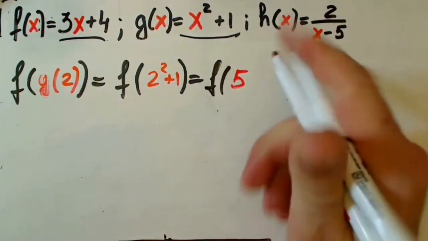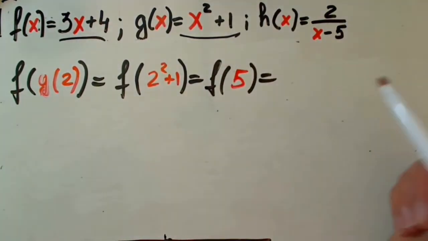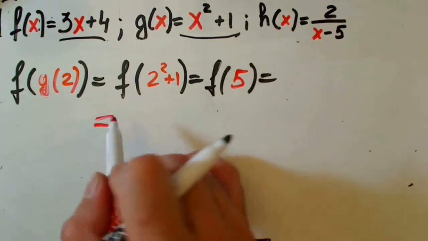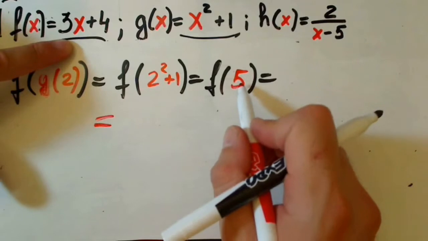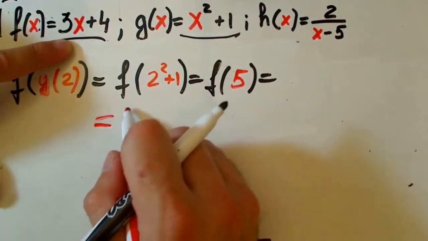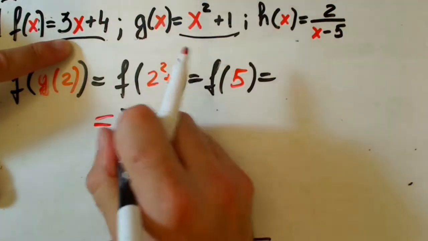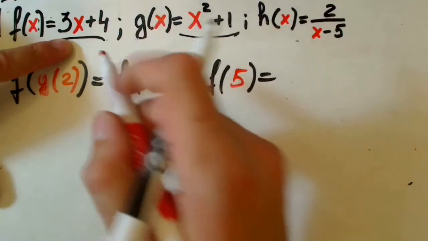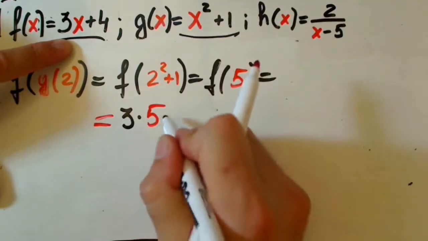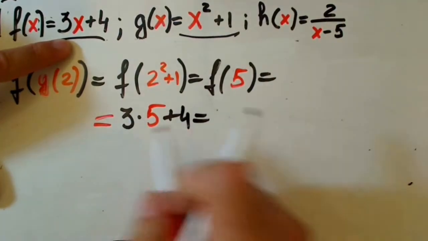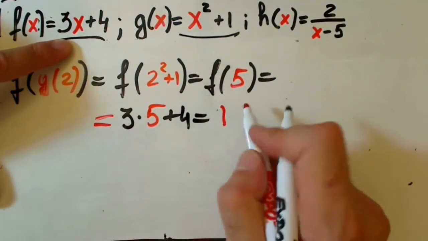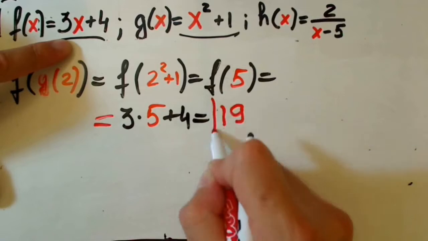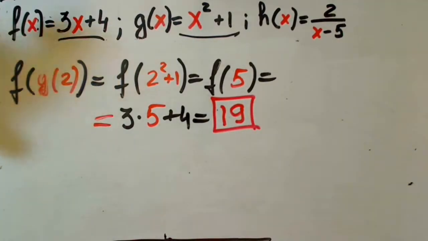F of 5. F of 5, plug into the original function, which is 3x plus 4. Now, red for red, it will be just 3 times 5 plus 4. And we have 3 times 5 is 15 plus 4, and we have 19. This is our result. Is that right? I hope so.